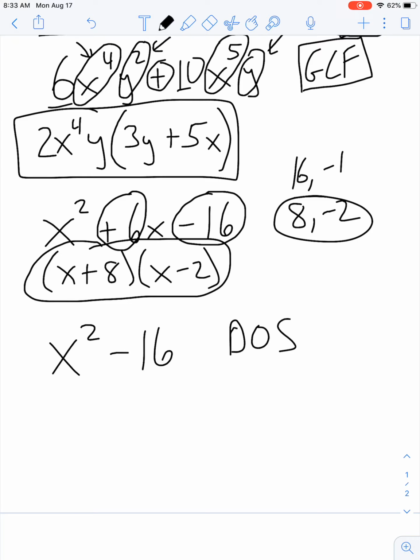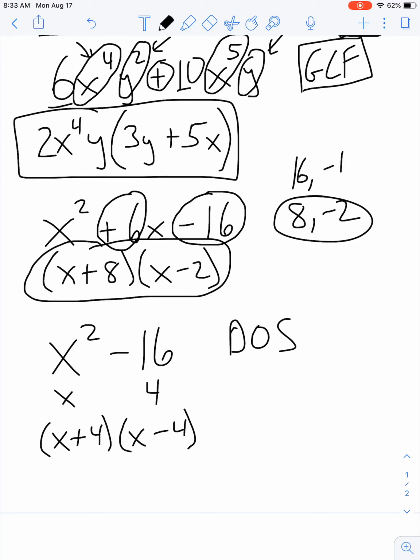We're going to take the square root of each term. So x and 4. Take the square root of each term. And then we're still going to have two sets of parentheses. We're going to take those two things, and we're going to add them, and then we're going to subtract them. x plus 4, x minus 4. And that's how you can always factor a difference of squares.